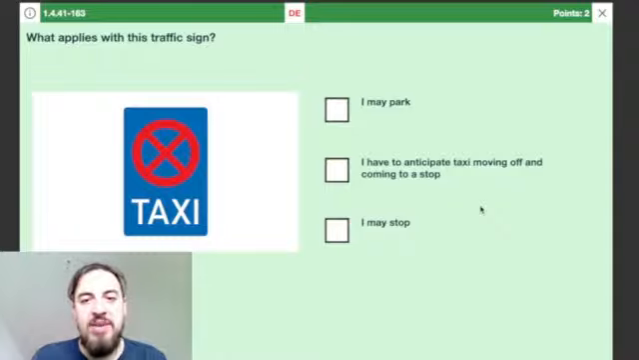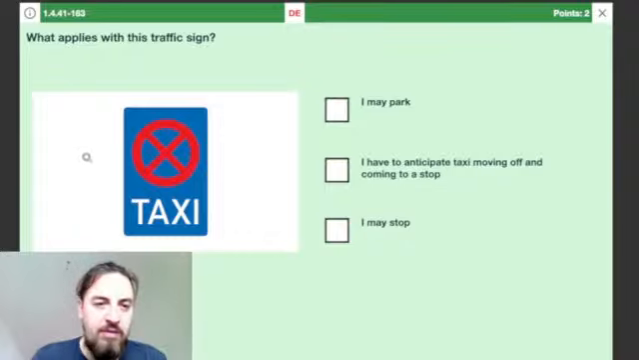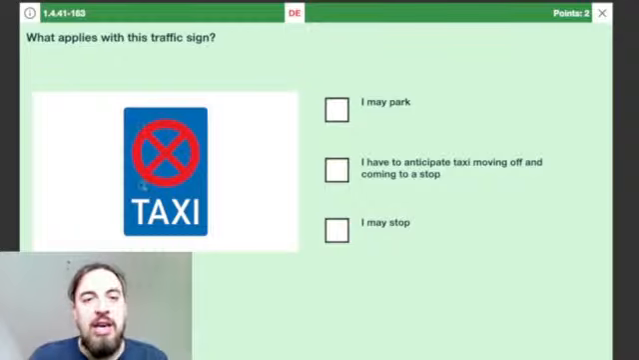All right, what applies with this traffic sign? I may park. I have to anticipate taxi moving off and coming to a stop. I may stop. So what do you think? First, let's analyze that sign while you're still thinking. You are not allowed to stop, neither to park there because of that sign, and just taxis are allowed to do so. So in that case, the only correct answer is I have to anticipate taxi moving off and coming to a stop, because you are not allowed to park and you are not allowed to stop neither.